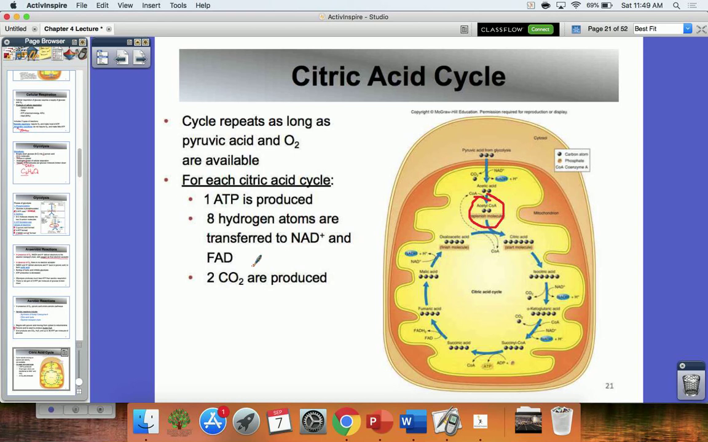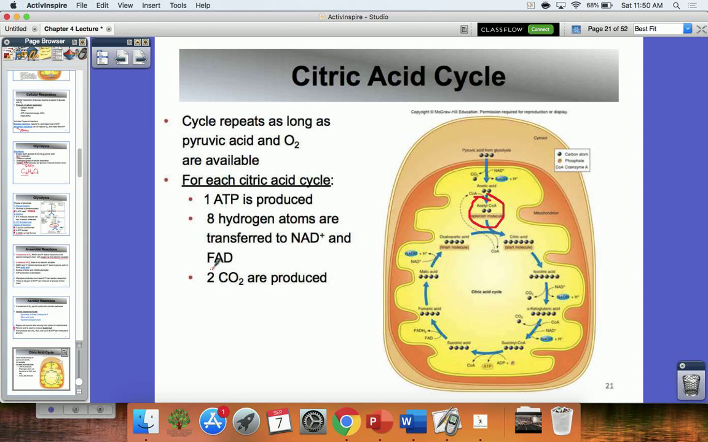But what I want you to remember is that one pyruvic acid molecule that has been produced, one of those molecules will go into this cycle. And once it goes into this cycle, this is what's produced. So each pyruvic acid molecule that was produced from glycolysis is going to produce 1 ATP, 8 hydrogen atoms, and 2 carbon dioxide molecules.